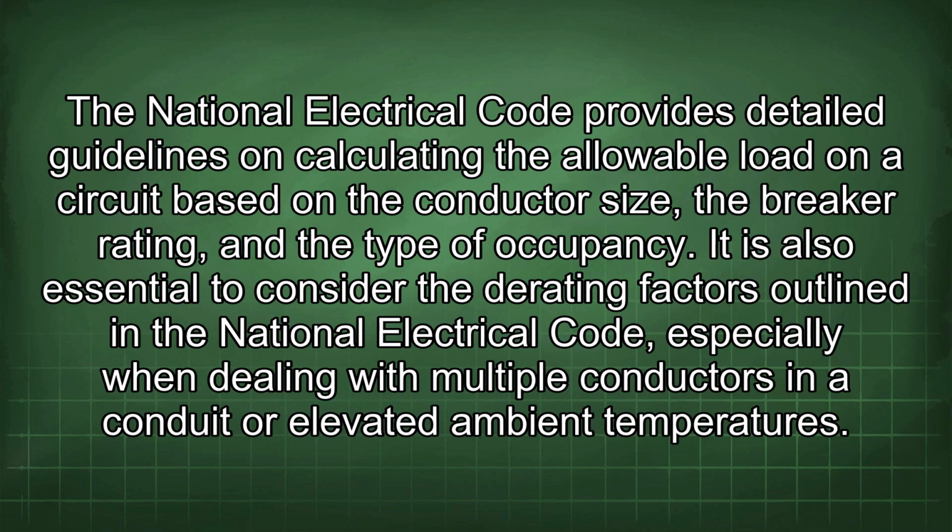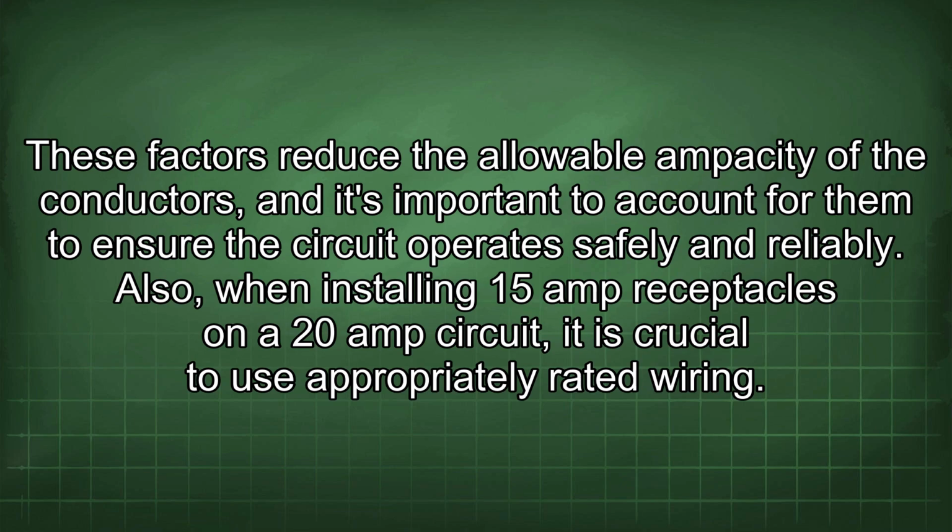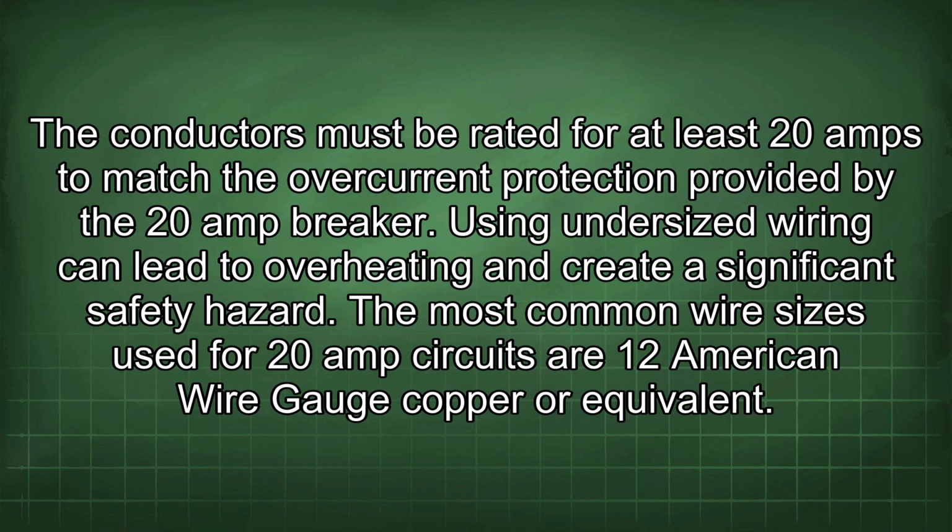It is also essential to consider the derating factors outlined in the National Electrical Code, especially when dealing with multiple conductors in a conduit or elevated ambient temperatures. These factors reduce the allowable ampacity of the conductors, and it's important to account for them to ensure the circuit operates safely and reliably. Also, when installing 15 amp receptacles on a 20 amp circuit, it is crucial to use appropriately rated wiring. The conductors must be rated for at least 20 amps to match the overcurrent protection provided by the 20 amp breaker. Using undersized wiring can lead to overheating and create a significant safety hazard.